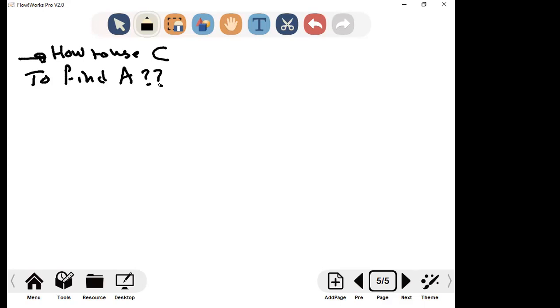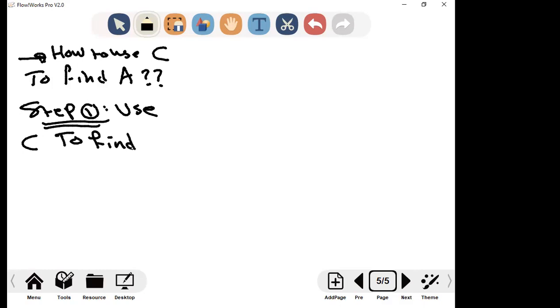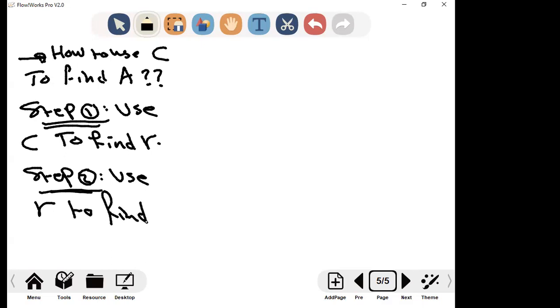Okay, we have two steps here. Step 1: use the circumference to find the radius. Step 2: use the radius which you find in step 1 to find the area. You understand?